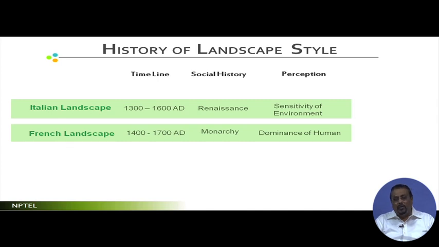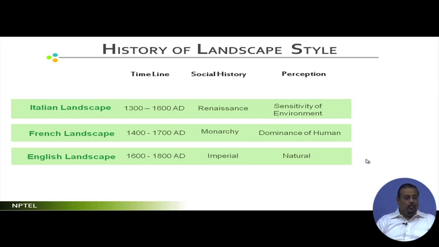So, if we look at it this way, Italian landscape, then French landscape started, Italian landscape continued, French landscape continued. At the same time, English landscape also started evolving slightly after the beginning of the French landscape. So, if we now look at the chronology, we will find Italian landscape started, then the French landscape came in, then the English landscape. And let us look at the social history of all three now, one after another.